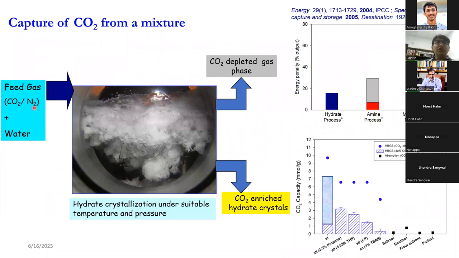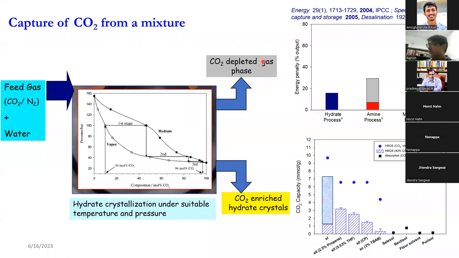So what we are basically doing is, if you have a mixture of CO2 and nitrogen and you allow it to come in contact with water or a water THF mixture, from the gas phase, CO2 will like to form this kind of solid hydrate phase. So what you are trying to do is, when you have a gas mixture of CO2 and nitrogen in the gas phase, which is 15% CO2 and say 85% nitrogen, once hydrate forms, you are going to have solid hydrate crystals which are enriched in CO2, and you are going to have a gas phase which is depleted in CO2.